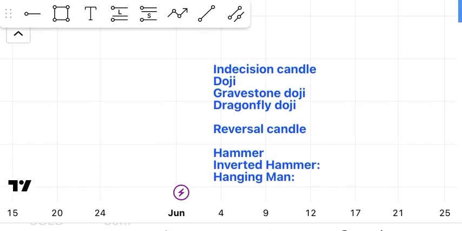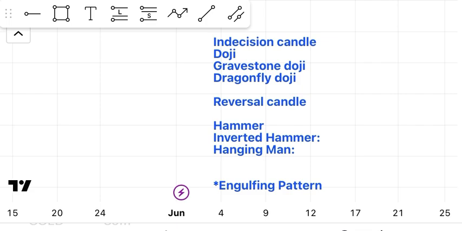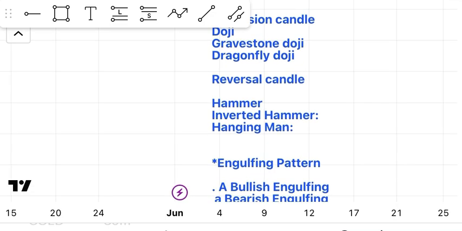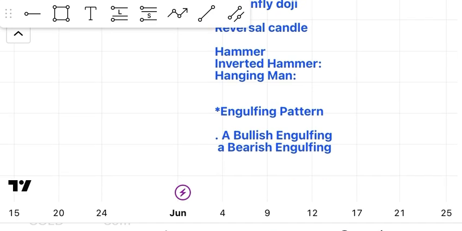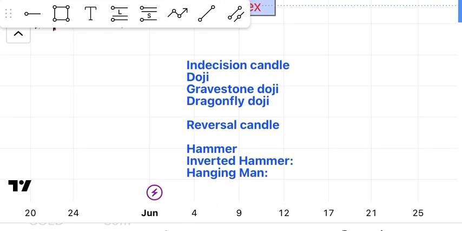So I will be talking about diverse candlesticks here, where we have the indecision candlestick, and the indecision candlestick has different types of candlesticks under it, which are the doji, the gravestone doji, the dragonfly doji, and then we have the reversal candles, which are the hammer, the inverted hammer, hanging man, and shooting star. Okay, and we'll be talking about engulfing patterns as well, the bullish engulfing and a bearish engulfing. So let's start by explaining what indecision candles are.